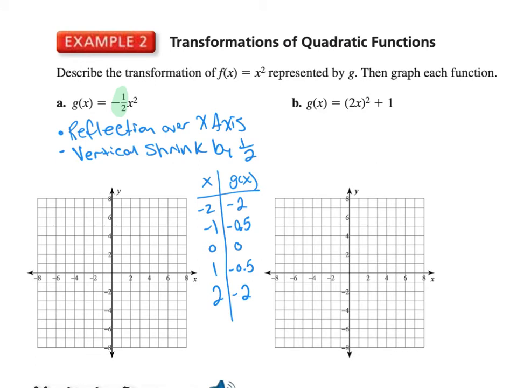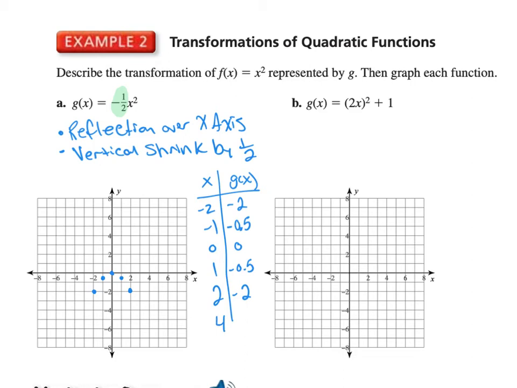So we want to graph these. Then we graph it. Let's graph these points. So negative 2, negative 2. Negative 1, negative 0.5, 0, 0. 1, negative 0.5, 2, negative 2. And say if you wanted another number, you can totally plug in another number. I think 4 would actually fit.